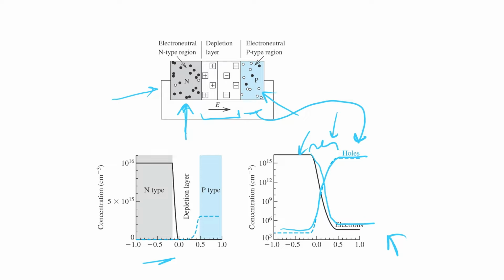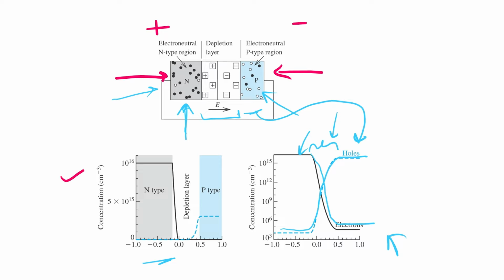Now if you add a bias, so let's say you add a potential drop, depending on the polarity of the potential drop, either the depletion region will shrink or it will get bigger, and there you have a switching activity. So it will offer higher resistance to the flow of current or lower resistance. That is the basic foundation of how a semiconductor junction works, right?